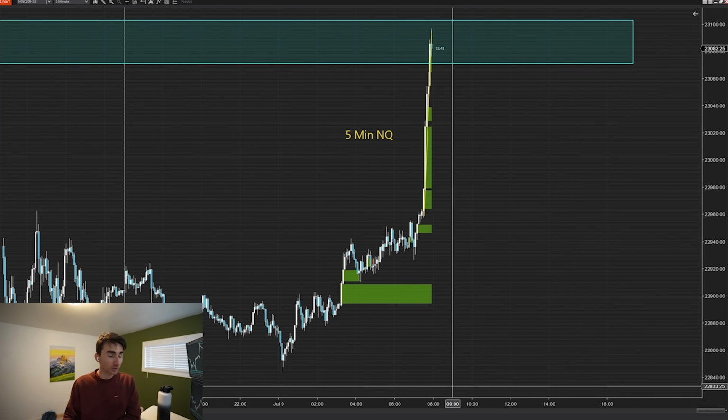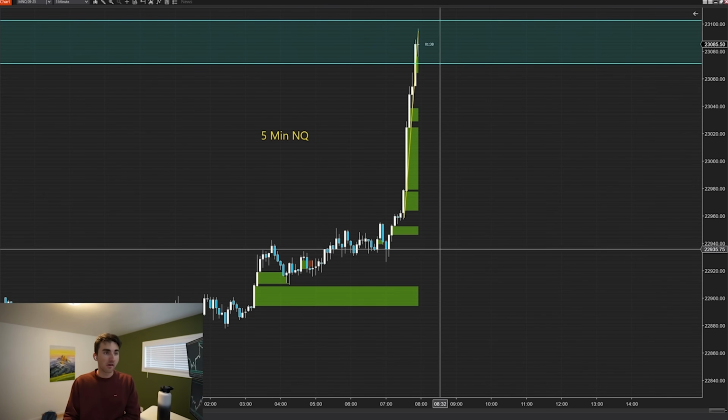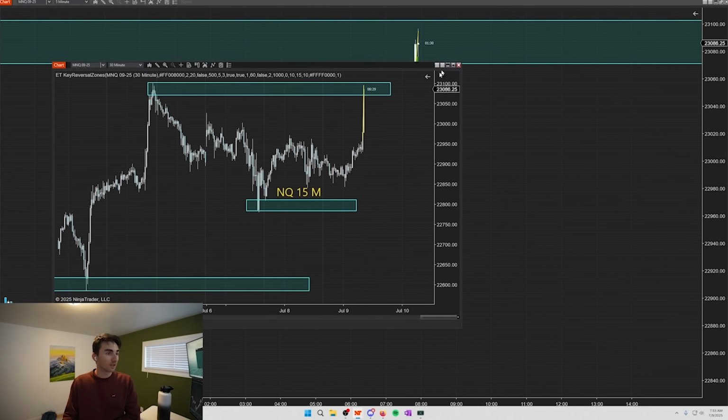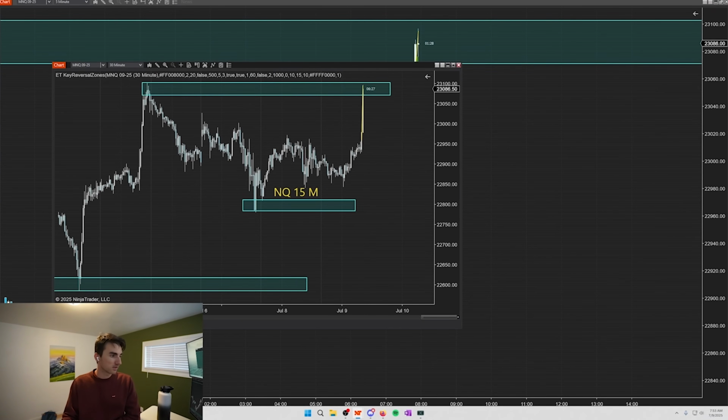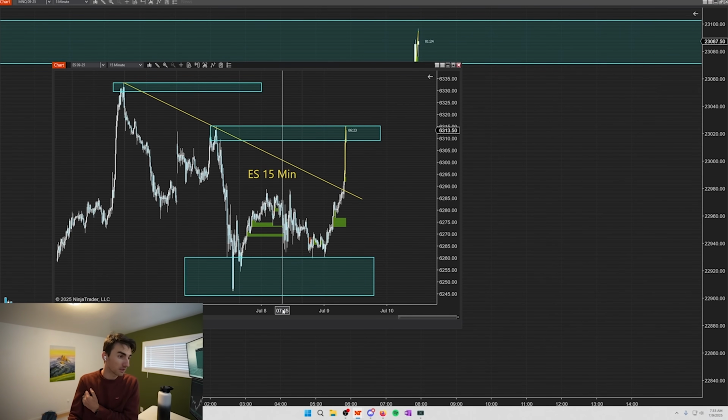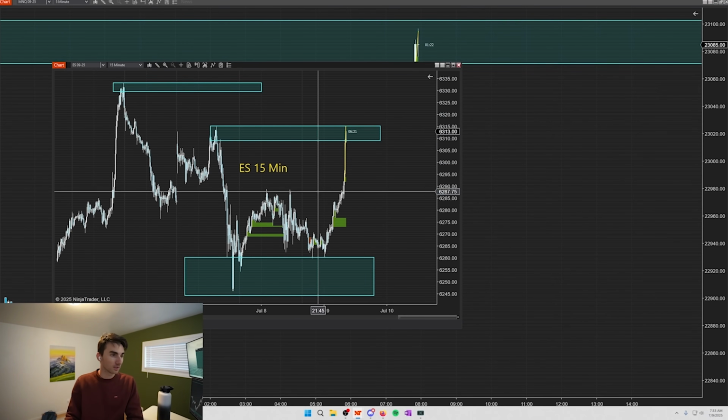I would prefer a 5-minute, but big picture, this is a nice spot. I really like that we are at the all-time highs here. It is a lot of movement, strength, I mean. This is broken.